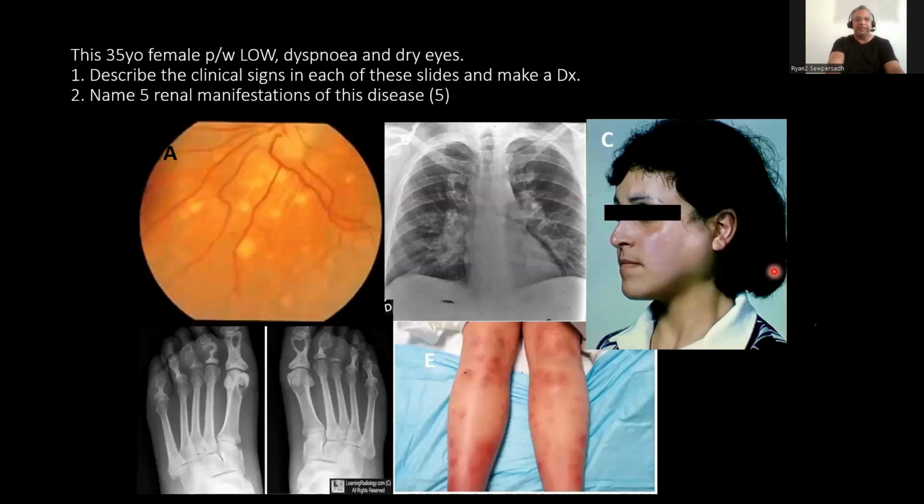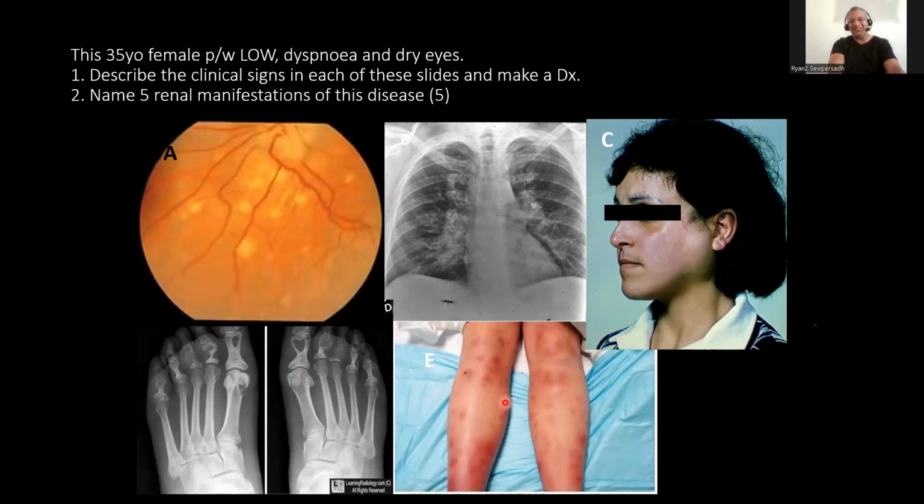Okay, this is back to the OSCE type question. 35-year-old female with a loss of weight, dyspnea, dry eyes. Now, this is classically not a GI case, but interesting nonetheless. So what we're seeing here is uveitis, anterior uveitis. Here we're seeing bihilar adenopathy. Here there's parotid gland enlargement, parotidomegaly. This is a distal phalangeal cyst, and this is erythema nodosum. Anybody tell me what this patient has?